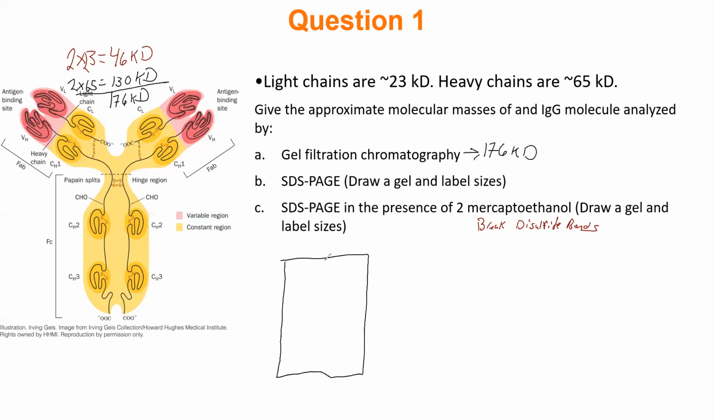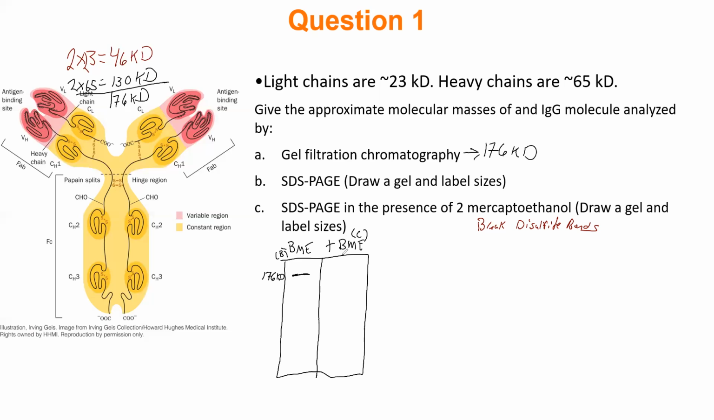Now let's do SDS-PAGE. I'm going to do it without beta mercaptoethanol and with beta mercaptoethanol. That's what the plus and minus BME means. The left-hand side is basically question B, and the right-hand side is question C. If I just do SDS-PAGE, I'll get one band. That's 176 kilodaltons.